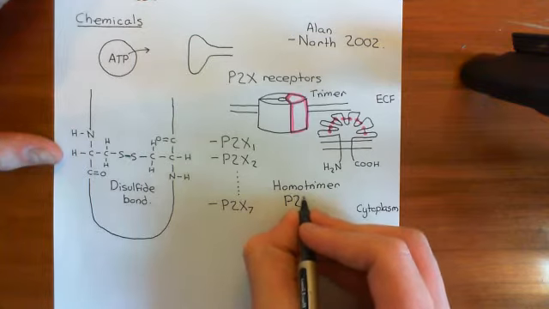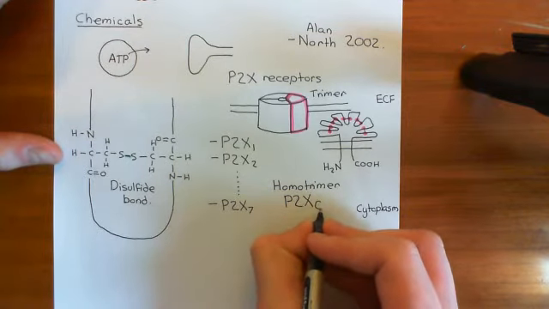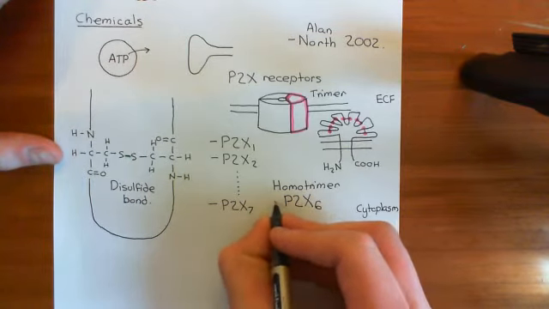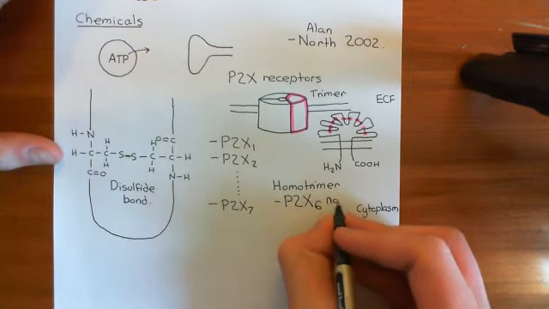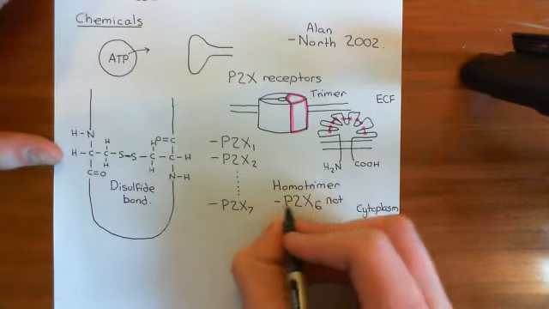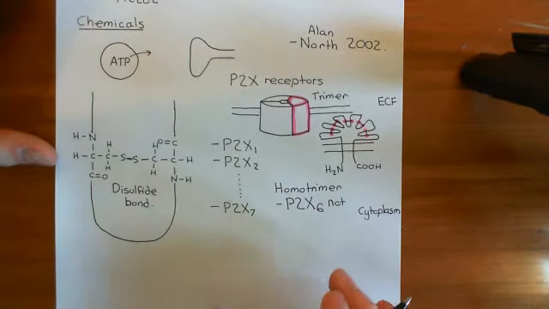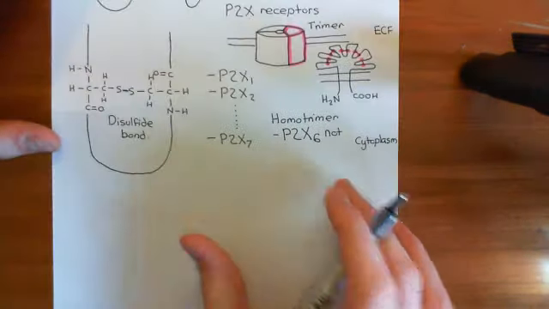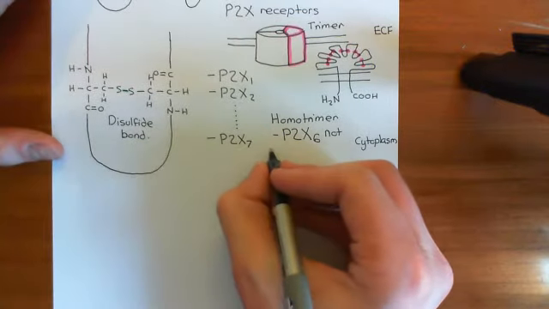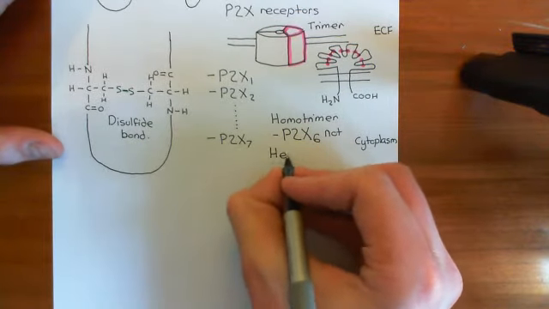Okay, so the only one that has not been found to form homotrimers is P2x6. So this one does not form homotrimers. All the others we found homotrimers of them within the human body. Okay? Or you could make heterotrimers.